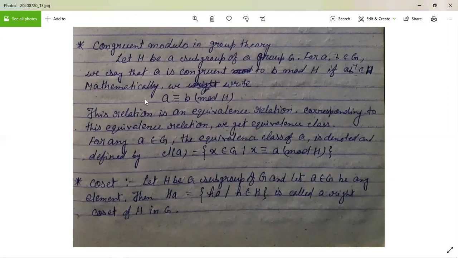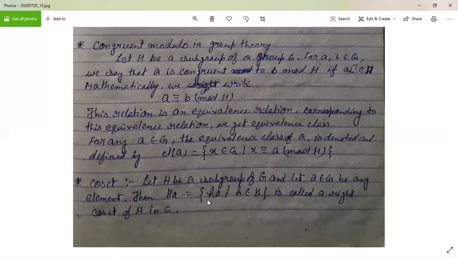This relation is an equivalence relation. Corresponding to this equivalence relation, we get an equivalence class for any A belonging to G. The equivalence class of A is denoted and defined by class of A equals X belonging to G such that X is congruent to A modulo H, where A is an element in G. That means it is the collection of all elements congruent modulo H.